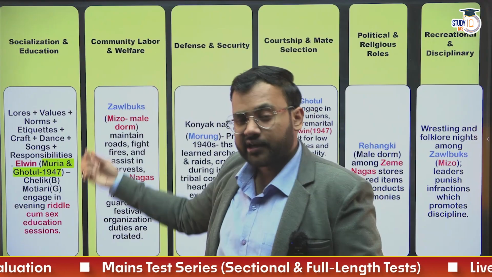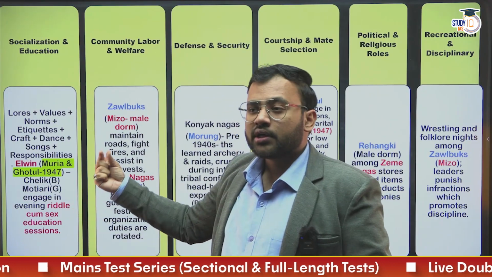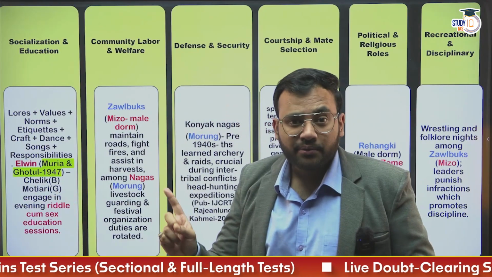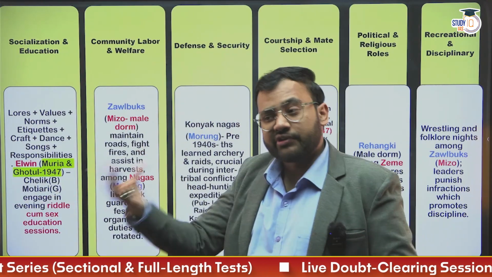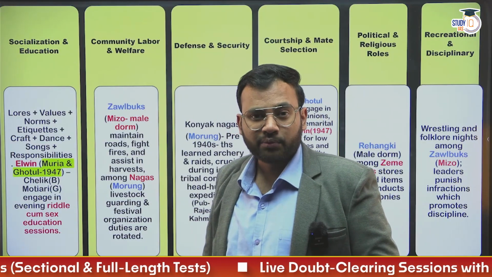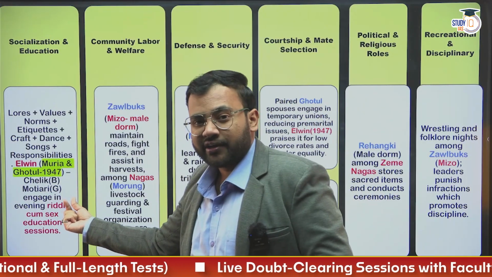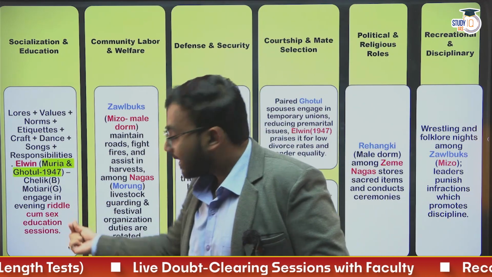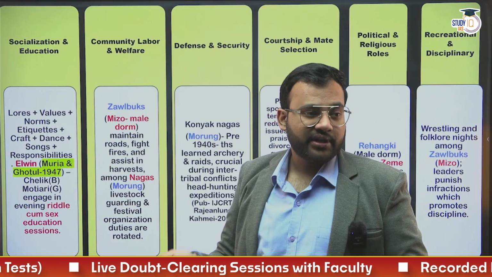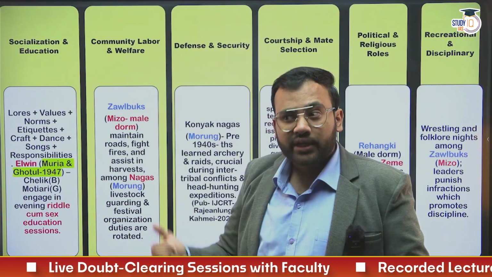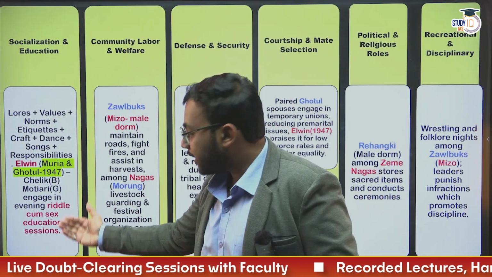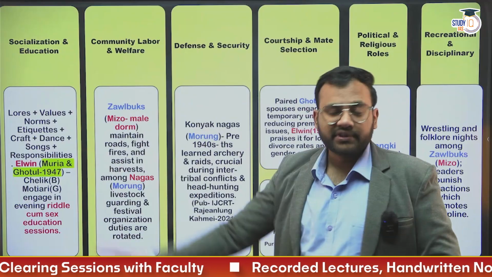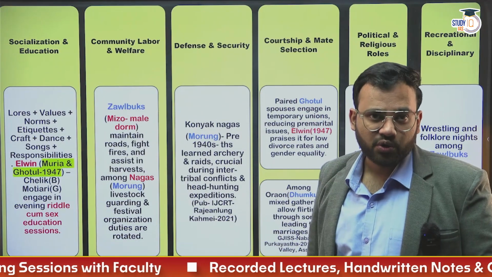Okay? Now, coming back, among the Muria Ghotuls, those who are following that Eminent Anthropologist series will recollect that among the Muria Ghotul, the boys are called Chelik. It is not the male dormitory. It is the name which is given to the boys who are part of the youth dormitory. So boys are called Chelik, and the girls are called Motiaris. Now they engage in evening riddles, paheli jisko kehte ho aap. So they engage themselves in evening riddles, and also sex education sessions are undertaken within the ambit of their youth dormitory, that is called Ghotul.